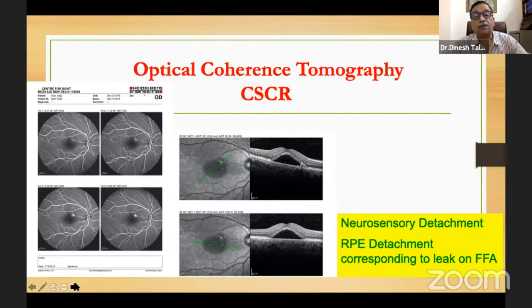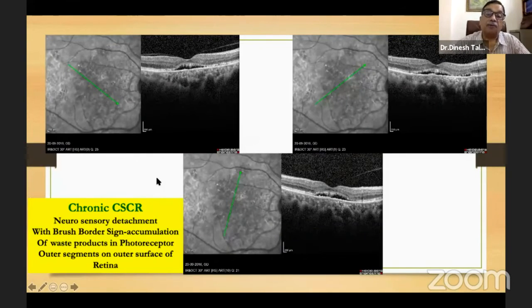Now let's come to central serous chorioretinopathy. Again, you have a neurosensory detachment over here, but you have a small RPE detachment from where the leakage is happening. So you know that this is in the acute stage. Many of them will conservatively improve. Sometimes they will need to be treated.